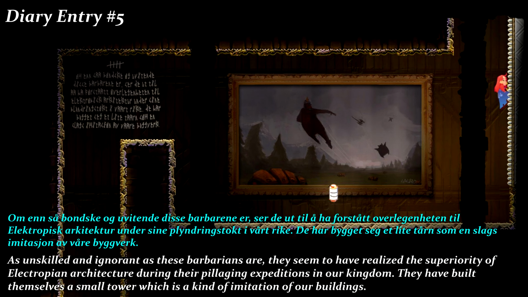Entry 5. As unskilled and ignorant as these barbarians are, they seem to have realized the superiority of Electropian architecture during their pillaging expeditions in our kingdom. They have built themselves a small tower which is a kind of imitation of our buildings.